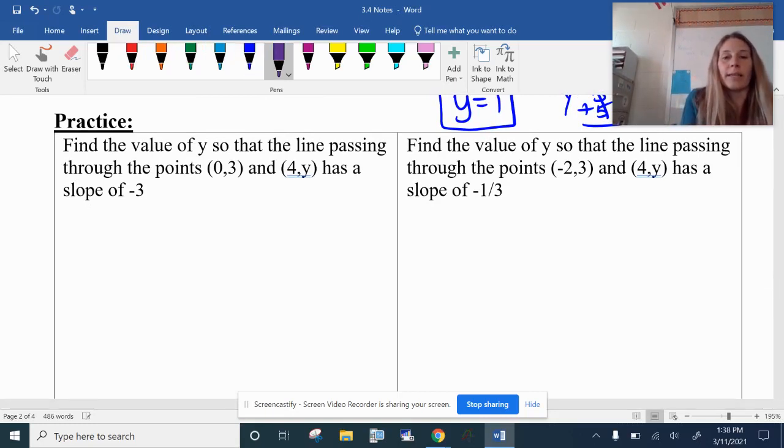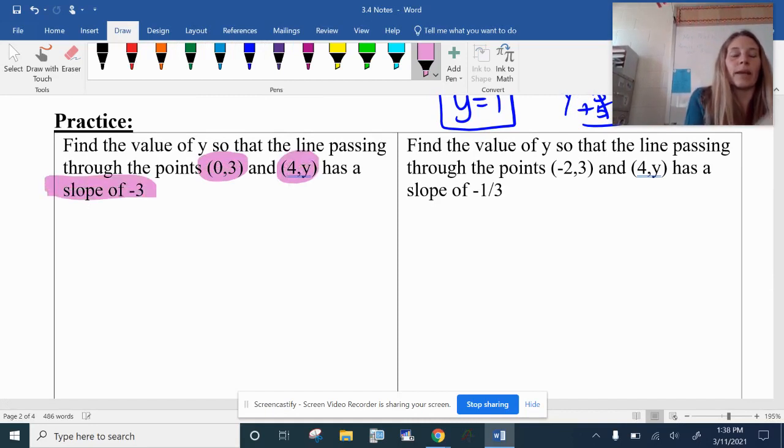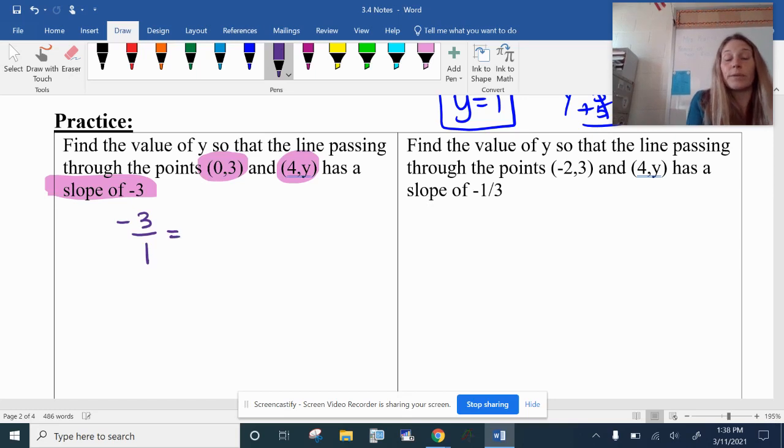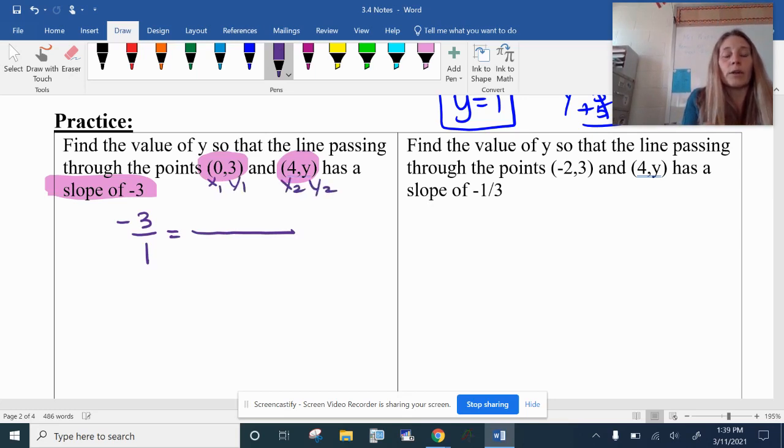Okay, so let's try the same method now with these other ones here. 0, 3, and 4y, and slope of negative 3. So negative 3 is my slope, so I'm putting in negative 3 over 1. If it was a fraction, you wouldn't have to worry about putting it over 1. Okay, so we have x1, y1, x2, y2.